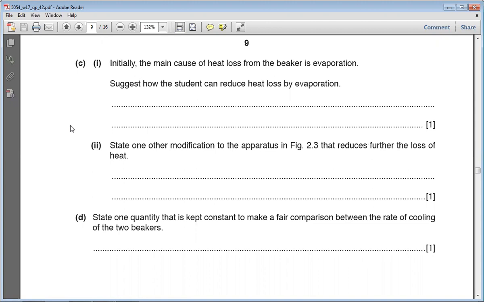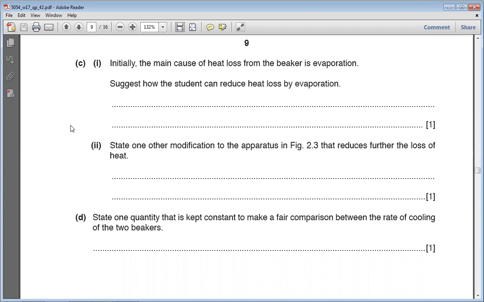Then he says, state one other modification to the apparatus in figure 2.3 that reduces further the loss of heat. So another thing which we can do is we can put something, a lagging, a mat under the beaker, because the beaker is also losing heat to the floor, or the bench or the table. So you can put some insulation under the beaker. That will also reduce the heat loss.